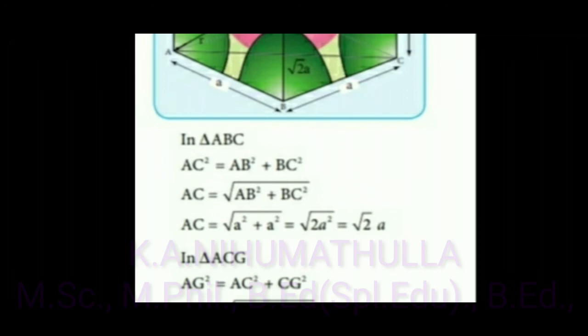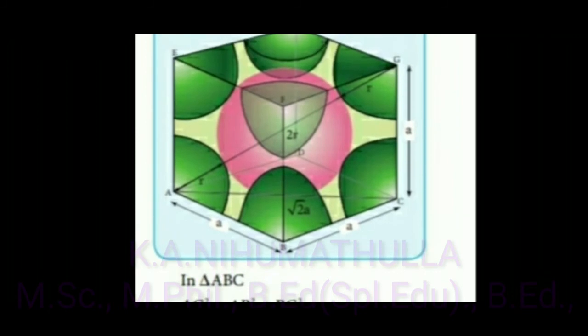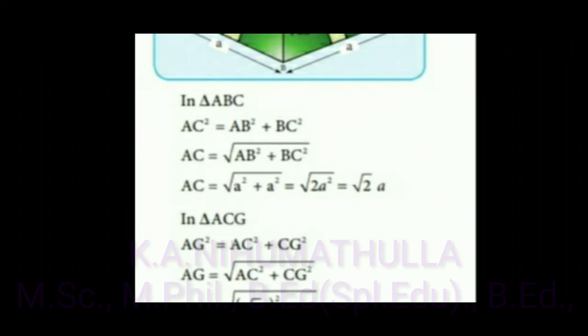By knowing AC, we can apply again the Pythagoras theorem to ACG. AG squared equals AC squared plus GC squared. AG equals root of AC squared plus CG squared. AG equals root of the AC value we have calculated just now, 2a squared, plus the CG value we know, a squared. So 2a squared plus a squared equals 3a squared. AG equals root 3 a.